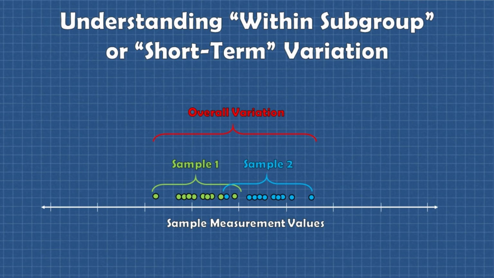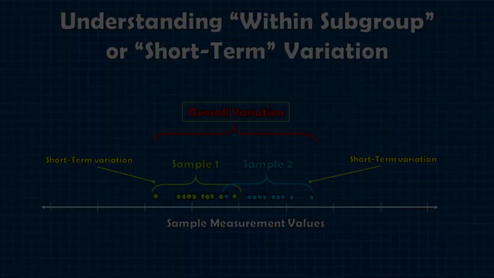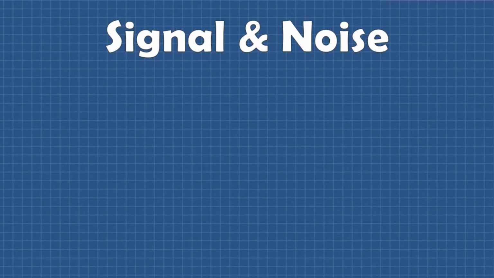So again, just to drive this point home, with control charting, we are interested in the short-term variation of a process, not the overall variation of the process. For this reason, the standard deviation and control limits are estimated from a measure of the short-term variation and not that overall variation. Another concept that comes up when dealing with statistics and control charting is the idea of signal and noise, so I want to address that now.